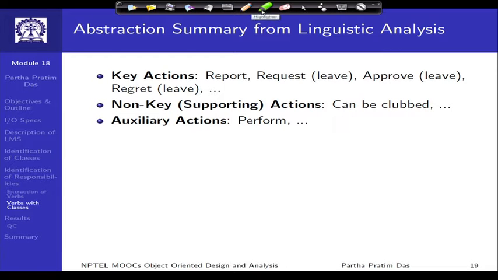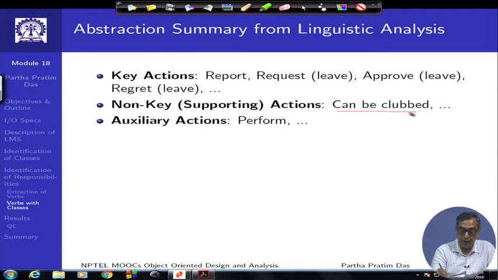So, I just discussed this to explain why we are putting this in the non-key one and why these are the key actions that you have. And besides that, you may have a lot of auxiliary actions, like something has to be performed and so on, which are basically not part of the core system, but are coming across because you need to finally express the whole thing in an English-like language.